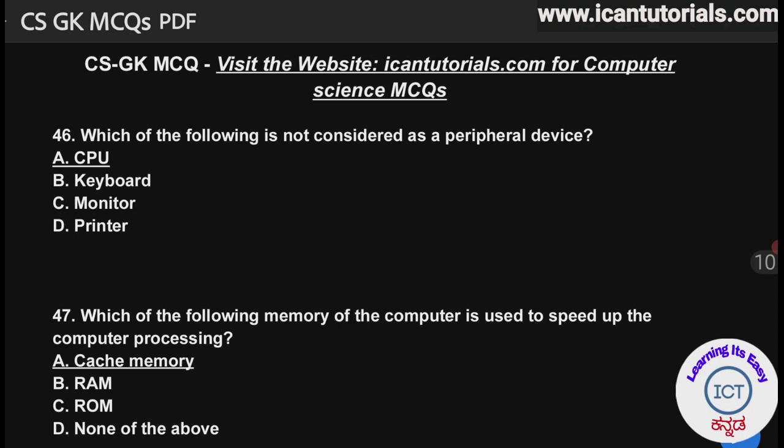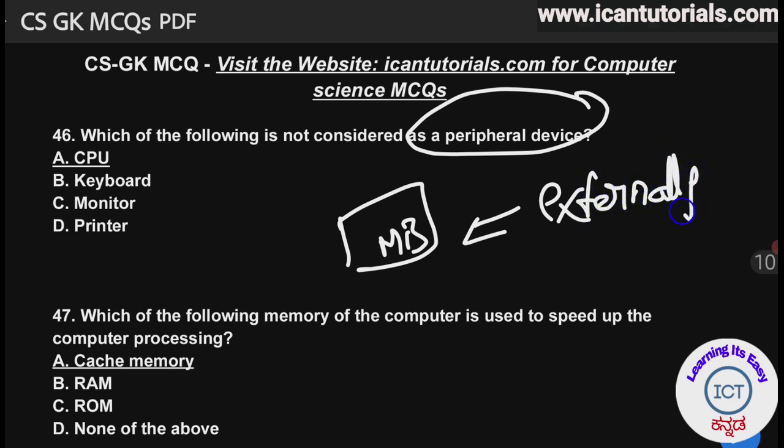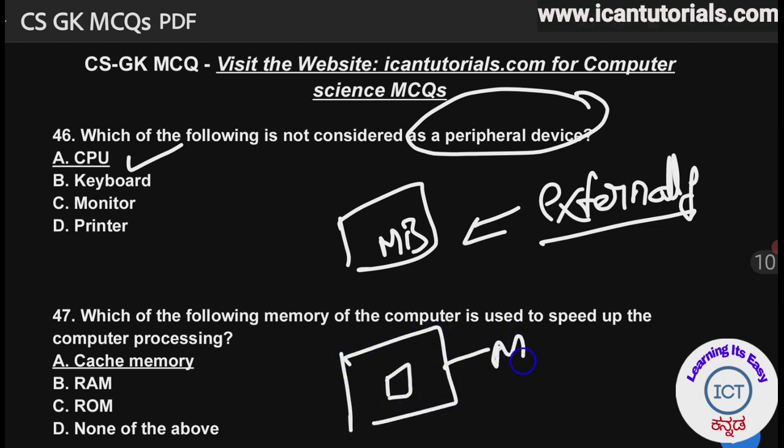46th question. Which of the following is not considered as a peripheral device? What do you mean by peripheral devices? Devices which are connected to the motherboard externally are called peripheral devices. The answer is CPU. CPU is not a peripheral device because CPU is placed directly on the motherboard. This is motherboard. CPU is placed directly on the motherboard. It is directly attached to the motherboard.